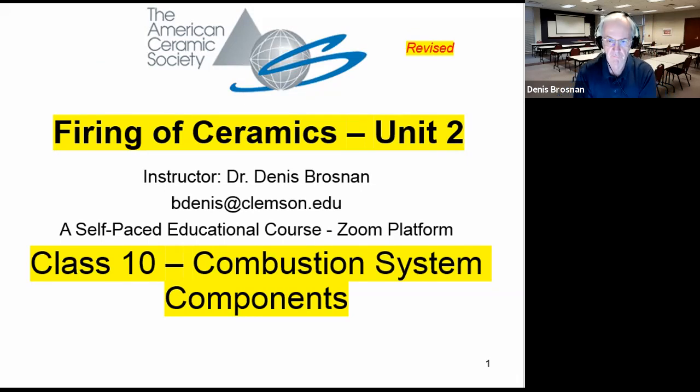The first class in Unit number 2 was about fuels combustion, combusting gaseous fuels. The second class, that's the previous class, number 11, was about burners. This class is about combustion system components. And then the next class is going to be about control of combustion systems.